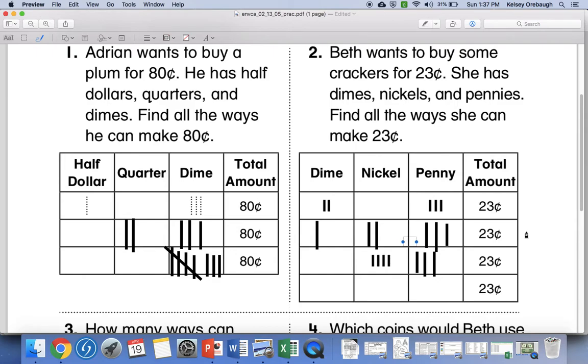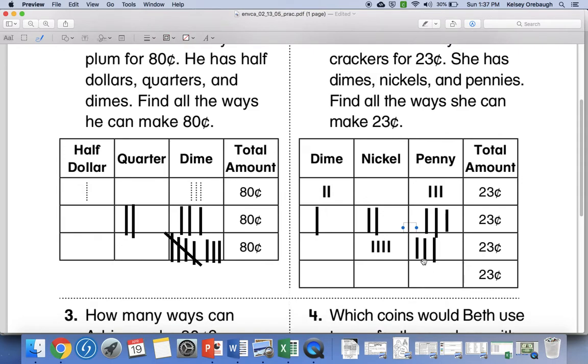All right. Last one. What if I wanted to just use pennies? How many pennies would I need to make 23 cents? If a penny is worth 1 cent, I would need exactly 23 of those to make 23 cents. And since I don't have enough space in my box to make 23 tallies, I'm just going to type it in.